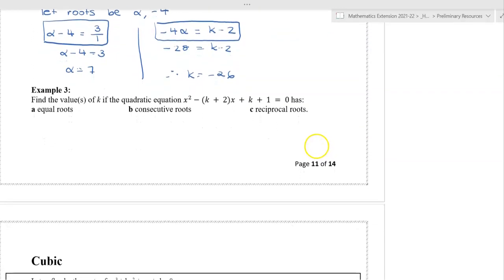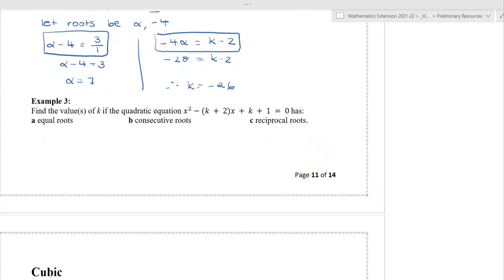Okay, final example for quadratics. In this one here, we want to find the values of k if the quadratic equation, a, b, be careful at negative, c, has equal roots. So we could think of a couple of ways to do this.